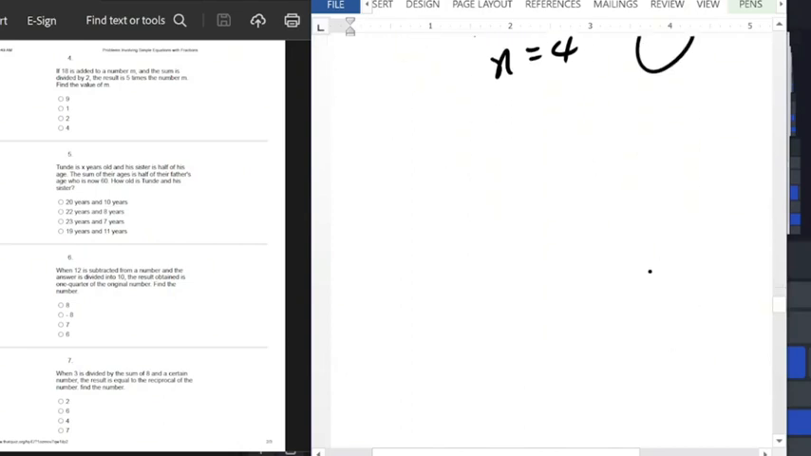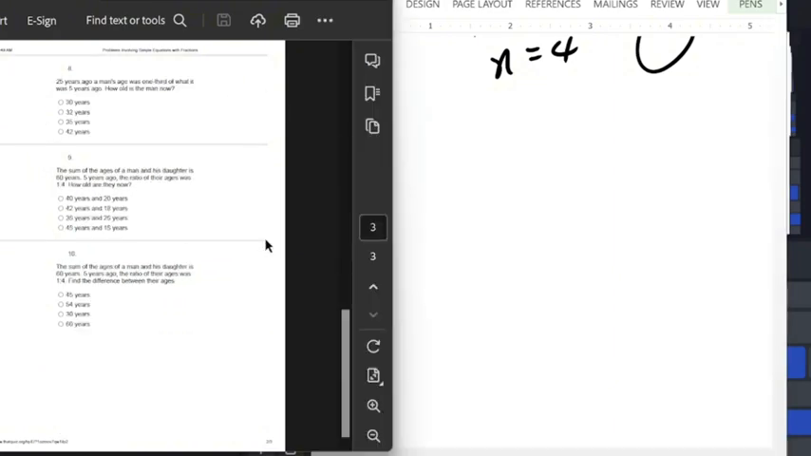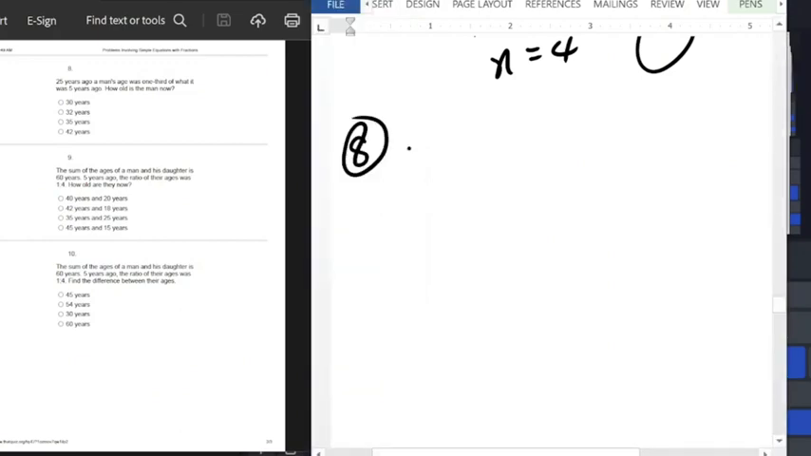Now let's do question 8. Under question 8 we have: 25 years ago, a man was 1/3 of what he was 5 years ago. How old is the man now?